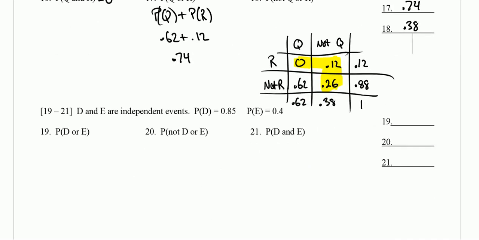To 21. We have independent events, and so I'm going to start with 21. Because they're independent, we can find the probability of D and E by multiplying the probability of D times the probability of E. So 0.85 times 0.4. 0.85 times 0.4 is 0.34.